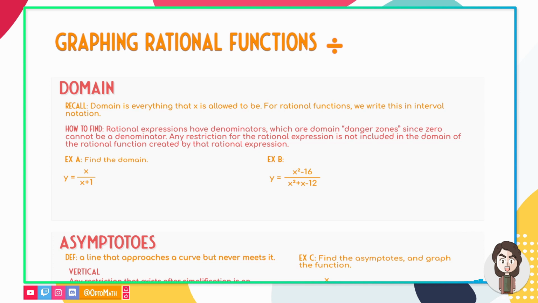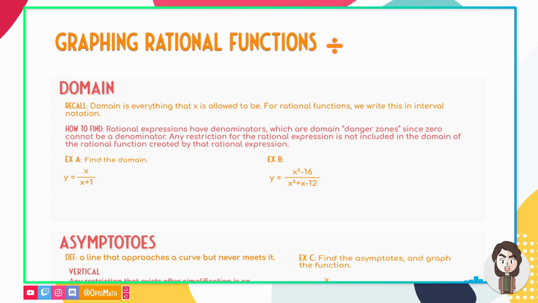Domain. That's something that will help us do our graphing, and it's just something also very worthy of talking about with rationals. Remember that domain is everything that x is allowed to be. For rational functions, we write this in interval notation. How to find that? Rational expressions have denominators, which is a domain danger zone, since 0 cannot be a denominator. So any restriction for the rational expression that is making up that rational function is not included in the domain of the rational function created by that rational expression.